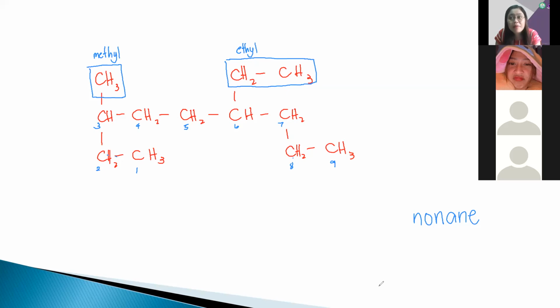Pero, alphabetical man tayo, so mauuna nating isulat si ethyl. So, 6 ethyl. Ayan. And 3 dash methyl. So, this will be the correct answer. 6 ethyl, 3 methyl nonane. Let's see, kinsay nakatama. Ito sa mga first bet, let's review sa pinakataas.